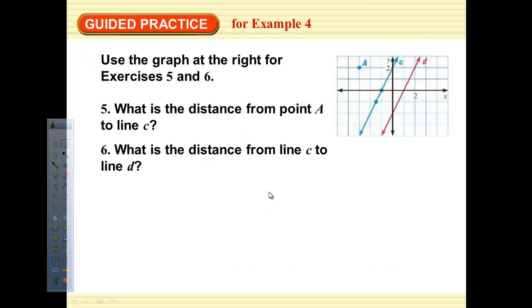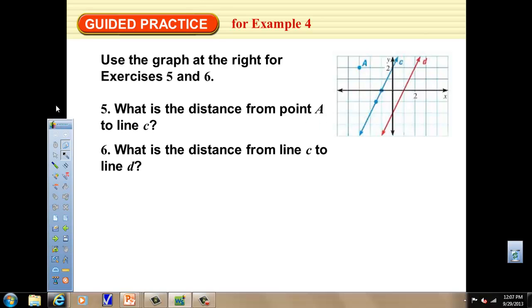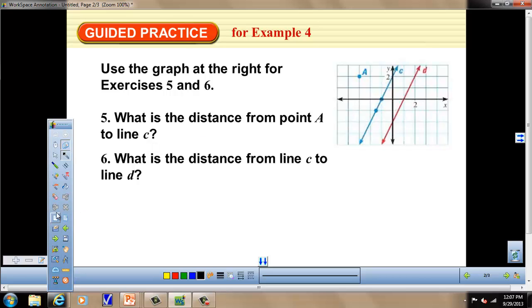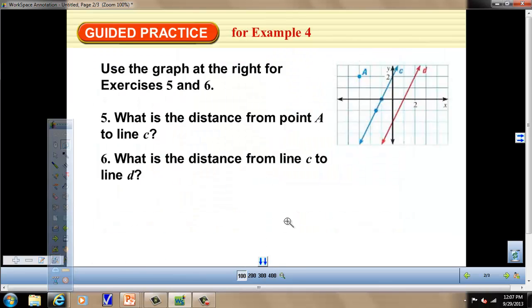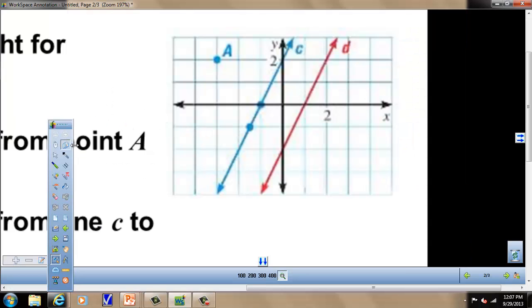For this next one, we want to find the distance between point A and line C. So this is how we do it. First thing we do is, I'm going to zoom in a little bit. We're going to take a look at this. So what we want to do, ooh, that's too close. Let's try that again. Okay. So we want to find the distance from this point to this line. And remember, it has to be a perpendicular distance.